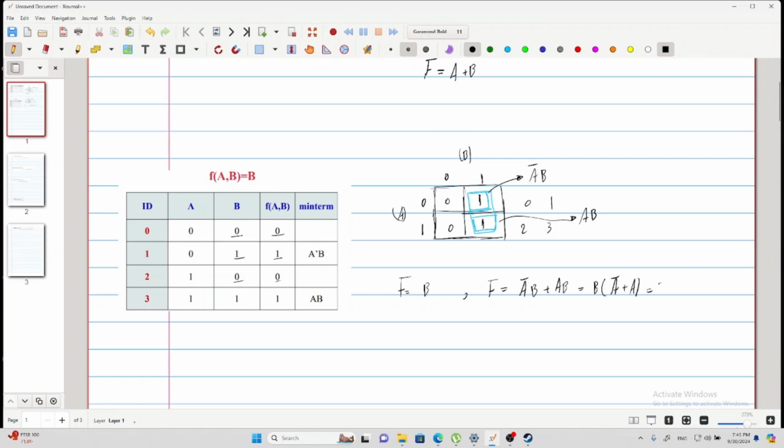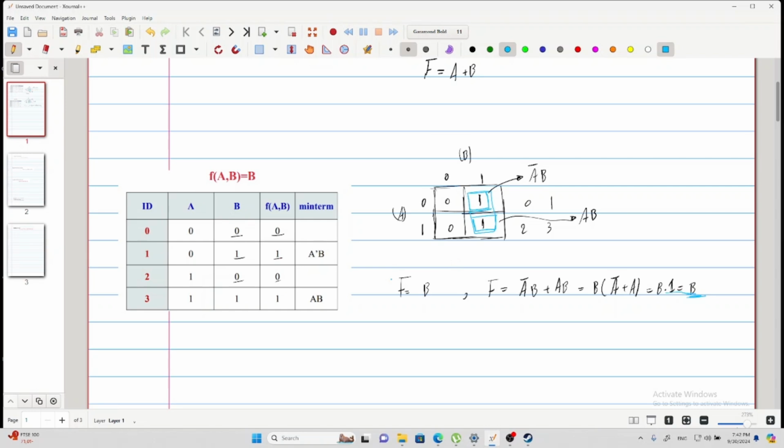You will have A, and then you have NOT A, which is equal to 1. So you have B AND 1, which is equal to B. So we arrived at the same exact answer, but we had to do a couple more steps using Boolean expression simplification, Boolean algebra simplification, to get this answer. But choosing the correct group has led us exactly to the same answer without doing all of that.